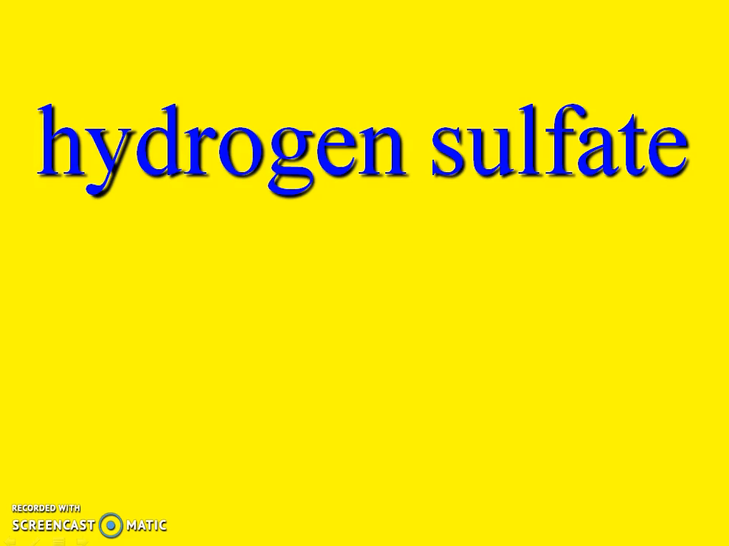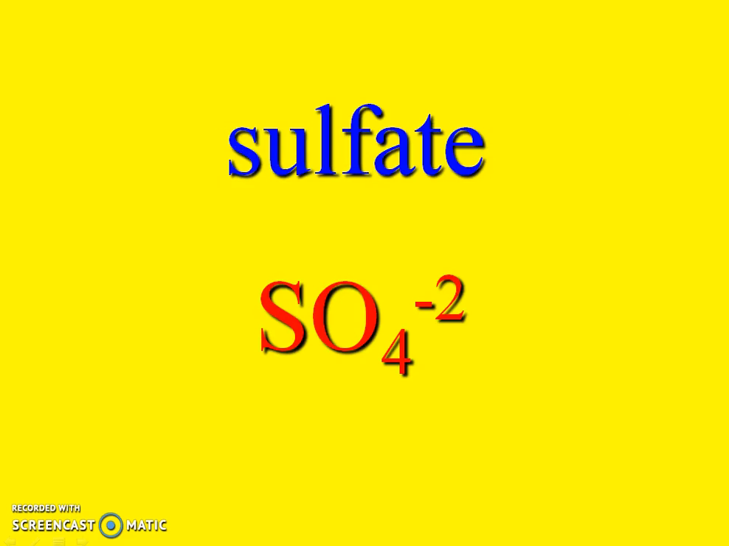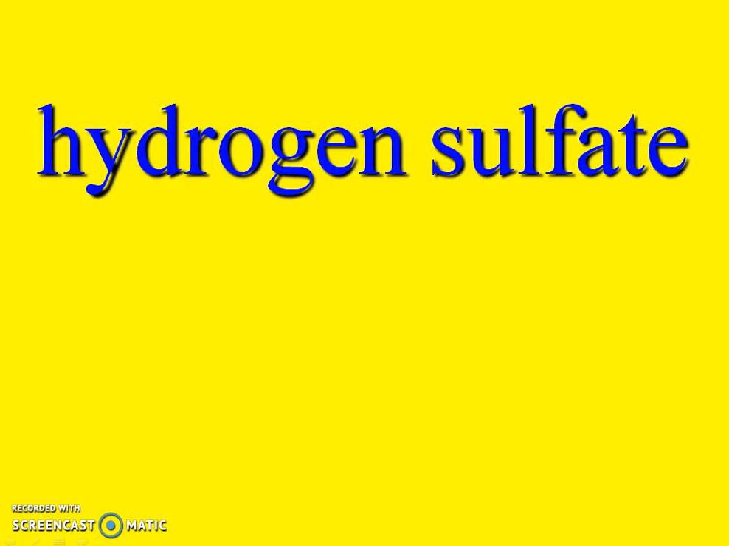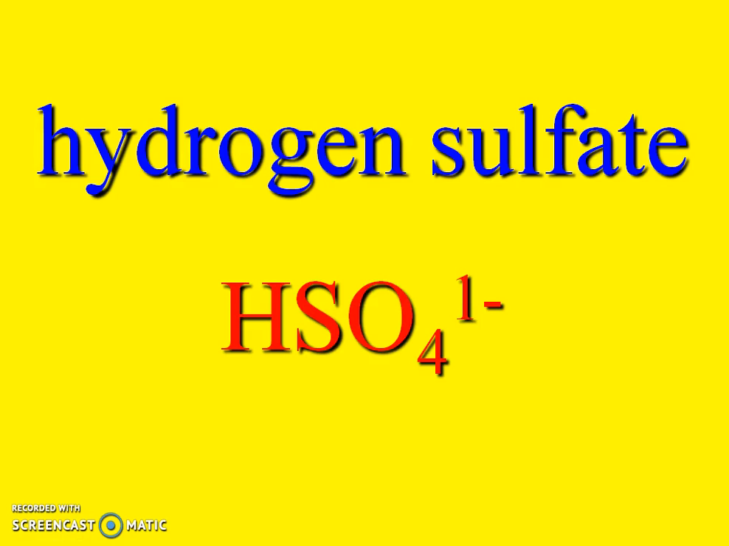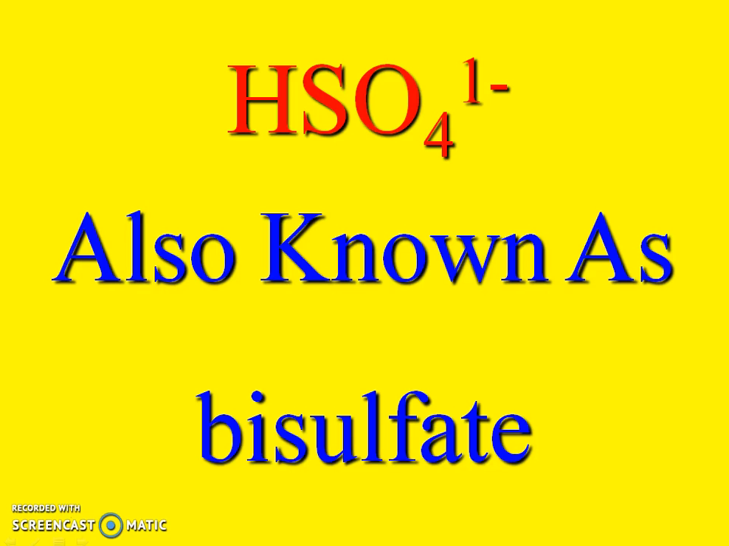Hydrogen sulfate. I'm going to go back real quick. This is sulfate. So what's hydrogen sulfate going to do? What happens if we have an H here? If we're adding an H, we're actually adding a plus charge with it, right? Because remember that hydrogen is really going to be a proton by itself. So hydrogen is going to add a plus charge to this. So hydrogen sulfate is HSO4, 1 negative. It's also known as bisulfate, but here's some information on that.